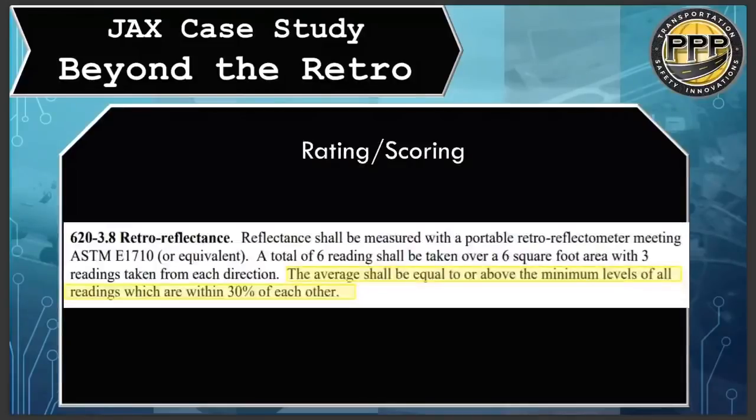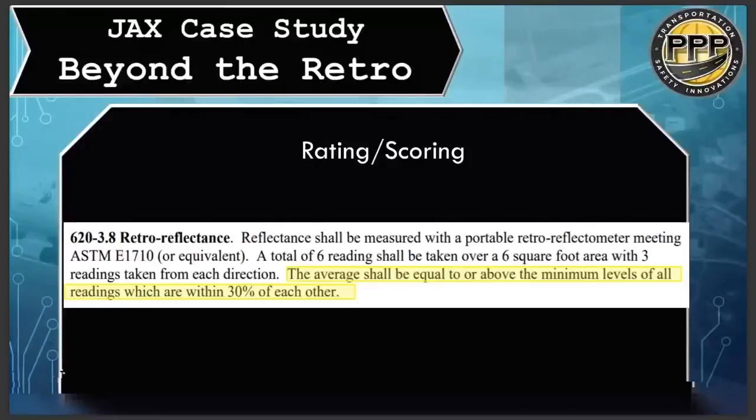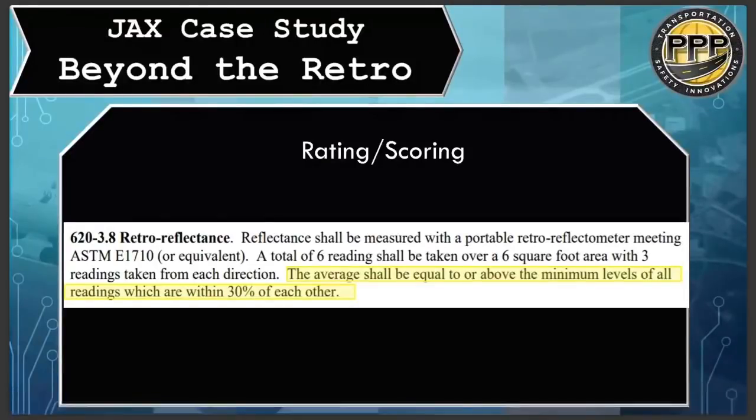Ratings, rating and scoring. This was addressed through Mike regarding what we call lateral deviation. Basically, there's a longitudinal deviation and there's a lateral deviation. Longitudinal is, hey, it changes from 300 millicandela to 100 millicandela as you're driving along. And then, of course, lateral is the width, the change or deviation of the retroreflectivity from left to right.